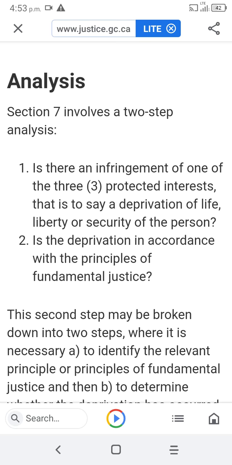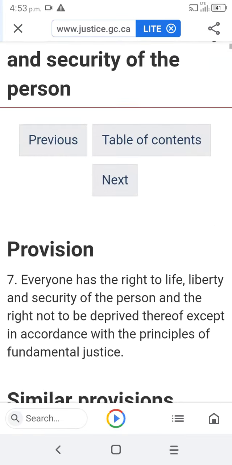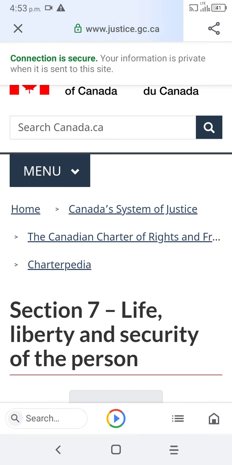Let's see. Section 7 involves a 2-step analysis. Is there an infringement of one of the 3 protected interests? That is to say, deprivation of life, liberty, and security of the person. And is the deprivation in accordance with the principles of fundamental justice? And you'll find that this is very forgiving and very giving to the person. It really protects people, like really. But you have to understand it. And when you have a lawyer, he's going through the Constitution, he's going through fundamental justice to find out how he's going to protect you, or what rights you have or what you've done or have not done.